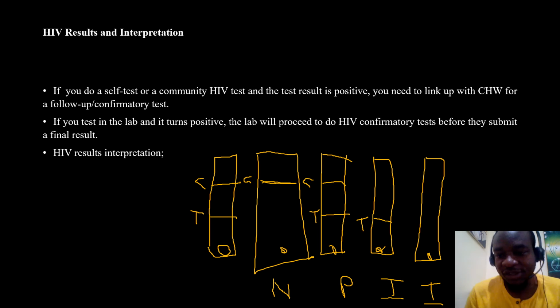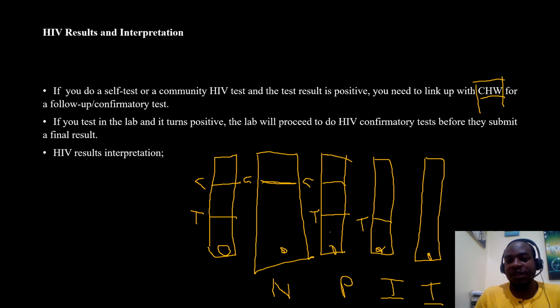In case you do a self HIV test in your house and it turns out positive, what are you supposed to do? You need to link up with the community health worker, or go to a hospital lab so that they can conduct a confirmatory test. When you do an HIV test using the rapid kits, that is not the end. You have to confirm the results. In case it is positive, you have to confirm with another more sensitive test. So in case you do a self-test or community HIV testing, link up with the community healthcare worker so they will organize a follow-up HIV test to confirm whether you are actually HIV positive.